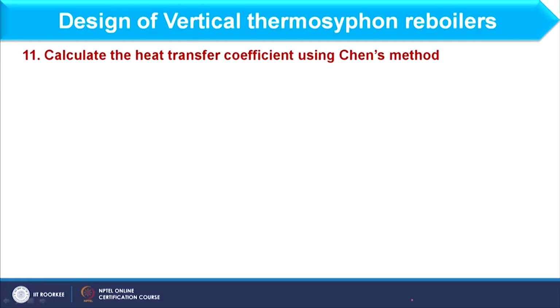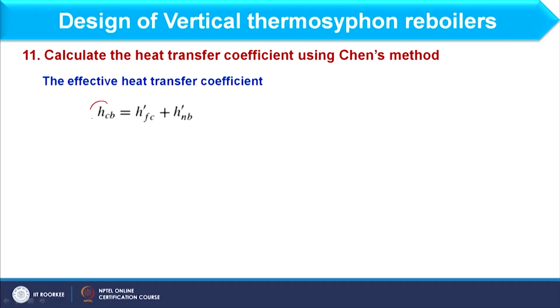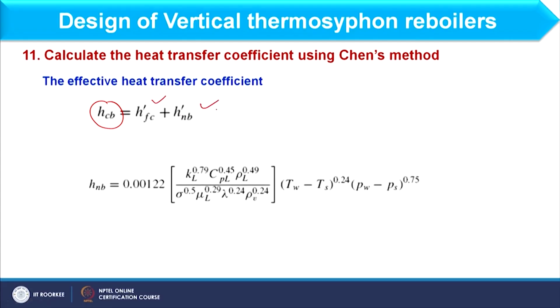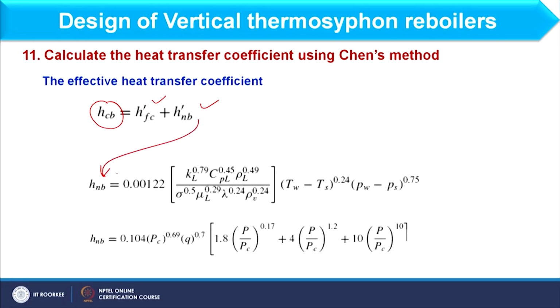So, let us start the calculation of heat transfer coefficient using Chen's method. The effective heat transfer coefficient at the exit of the tube should be equal to h_FC' plus h_NB'. The nucleate boiling coefficient h_NB you can find either by this equation or by this equation, and here we have to consider h_NB prime. How this prime will be considered, we will see.